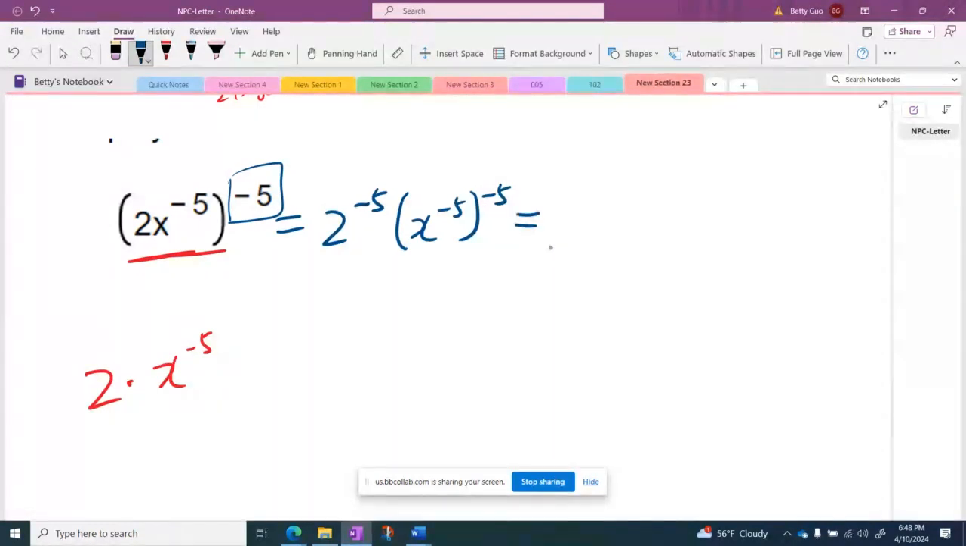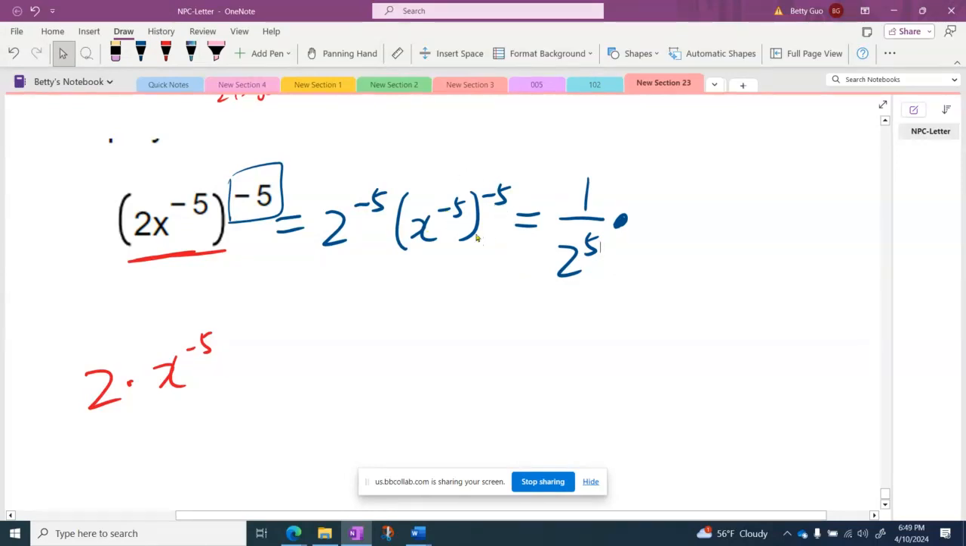Let's continue. 2 to the power -5. The negative sign in the exponent works as a reciprocal. If we want to remove the negative sign, we get rid of it, and the leftover is 2 to the power 5, but we need to put it in the denominator. We need to take the reciprocal of that leftover. Multiply by x to the power -5 and then to the power -5.